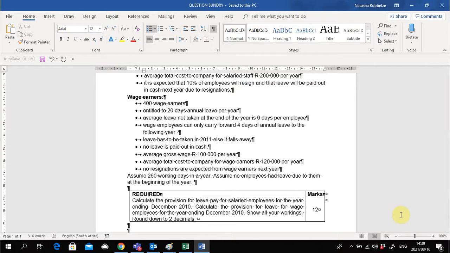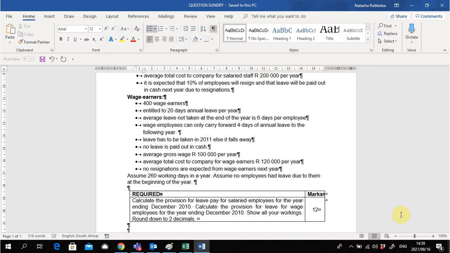So one must read these questions very carefully. They tend to put maximums and limitations on them. And if these limitations are not taken into your calculation, then your calculation, unfortunately, would not be correct. So the maximum days that they can carry forward is 4, and you would have found that it was 5 for the salaried workers. So we cannot use the 6 because even though on average there are 6 days of their leave left.